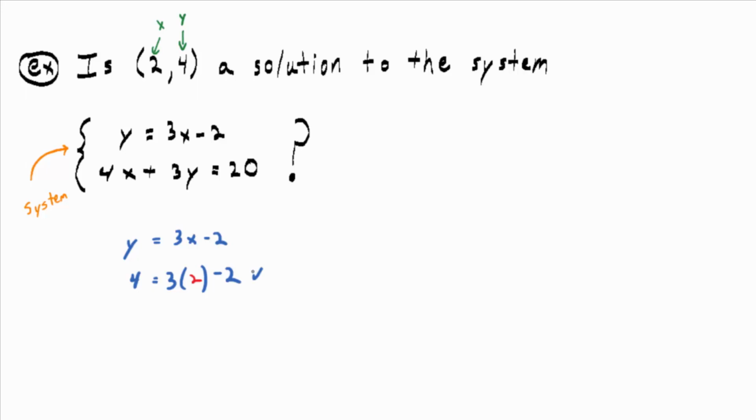To be a solution to the system, it has to satisfy both equations. So next, for the second equation, 4x plus 3y equals 20. Plug in the same x, the same y. So we'd have 4 times x, which is 2, plus 3 times y, which is 4. Is that going to be a true statement? 4 times 2 plus 3 times 4 is equal to 20. I think so, because 4 times 2 is 8. 3 times 4 is 12, and 8 plus 12 is 20, so that checks out.